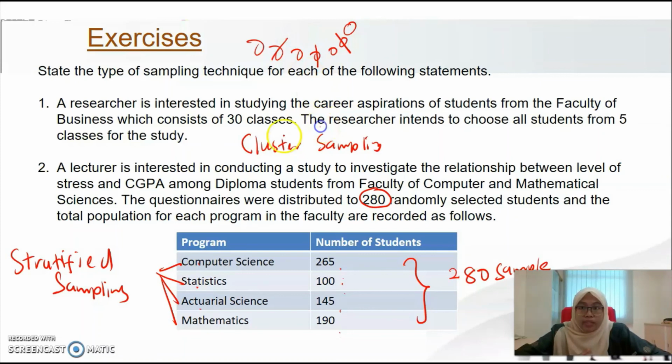I hope you can see the difference between cluster sampling and stratified sampling.